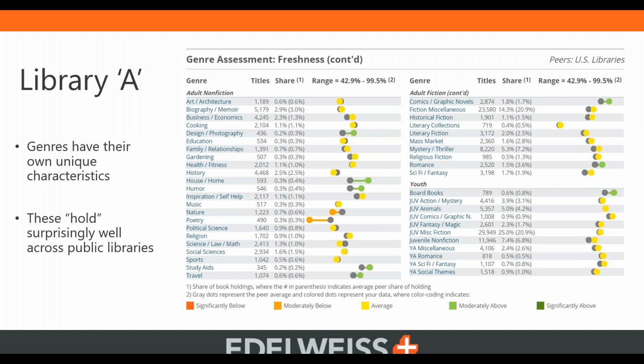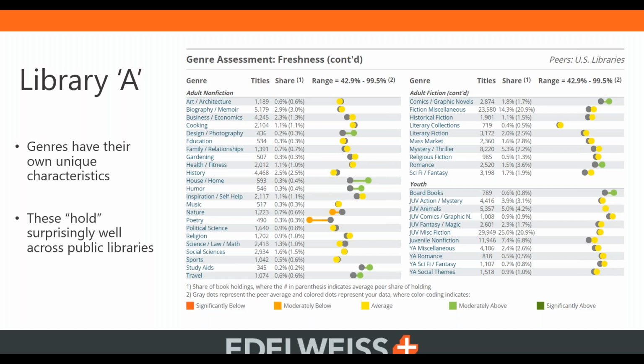So the first one is our anonymous library A, and it just points out how each of these genres does have their own characteristics and why it makes sense to break your collection out in this way. And this is a real library where the colored dots are this library's performance overlaid with the gray dots, which are the peers.